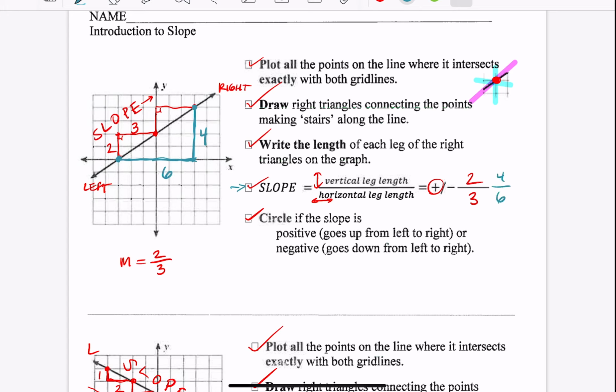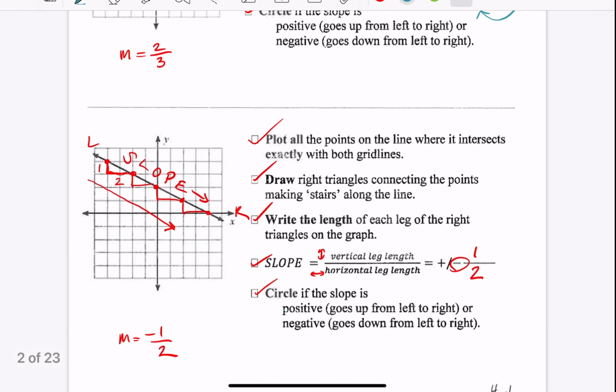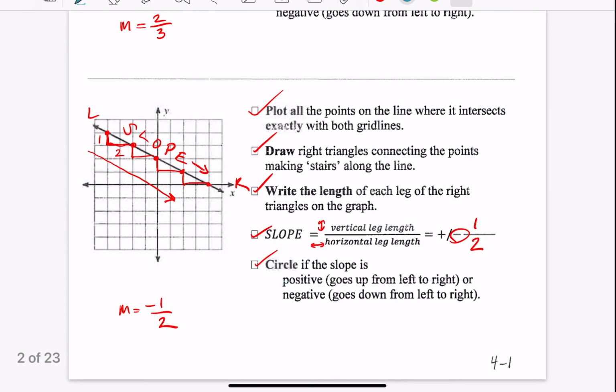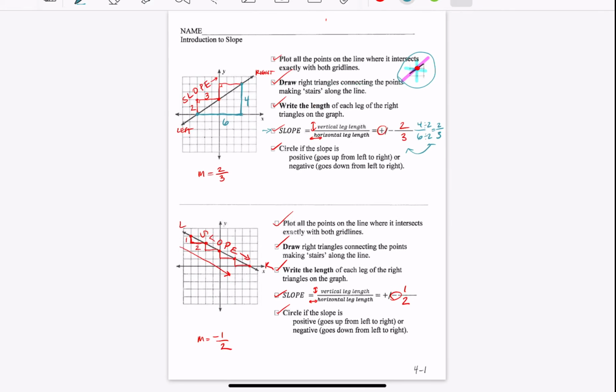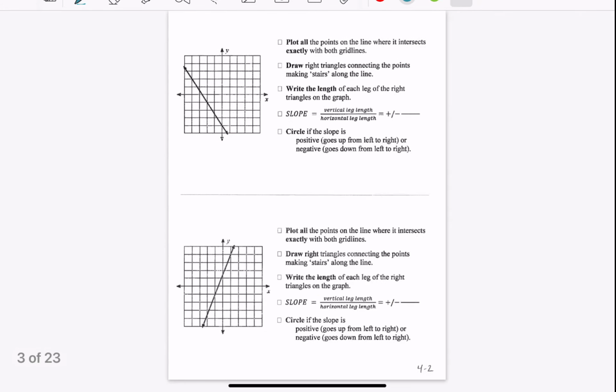And I need to reduce that. Well, guess what? If you divide top and bottom by 2, you get 2/3. So notice you get the same thing whether you pick points that are closer or further away. They just have to be valid points that fit this criteria. But the closer the point, the less likely you need to reduce. So that's one benefit of trying to find your points that are closer to each other. So I just wanted to point that out, and let's go to the next page.